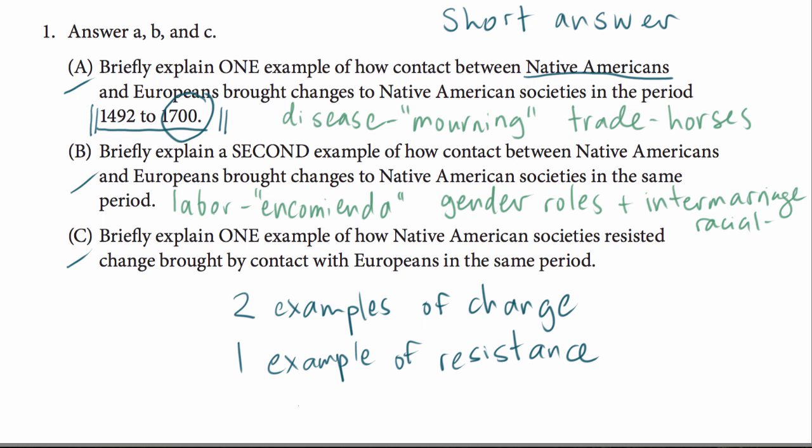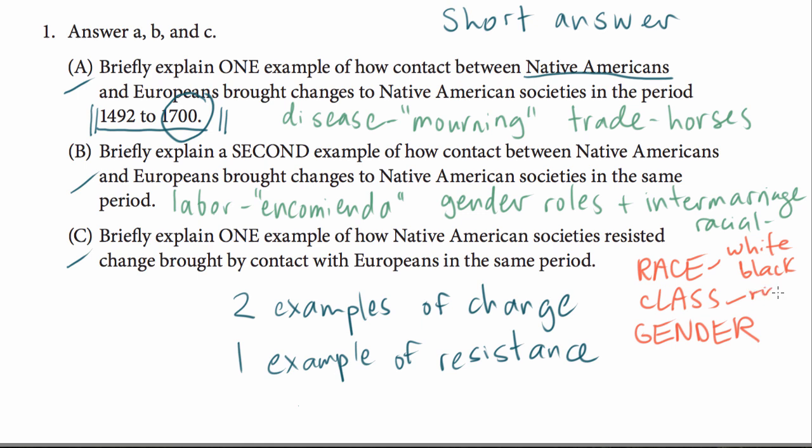When you're thinking about how to answer these types of questions, one of the most useful things you can do is think about race, class, and gender. These are things that historians think about all the time. And what they mean by these things is to say, how does a certain issue affect, say, white people differently than it might affect Black people? Or Native American people differently than it might affect Europeans? Or does this affect rich people more than it affects poor people?